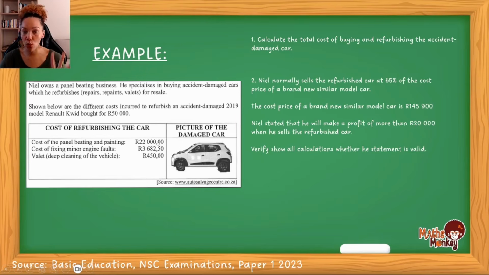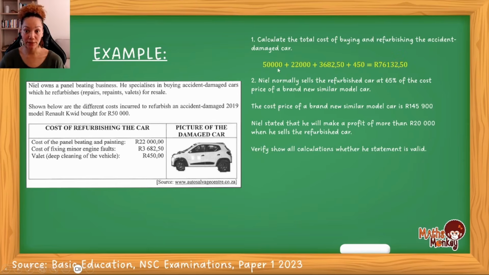Fine, I've read all the information that's given. I make sure I understand all the information. Now I'm ready to actually read the question. The first question asks, calculate the total cost of buying and refurbishing the accident damaged car. Here they say that the car was bought for 50,000 Rand, and then they give you these 3 totals to refurbish.